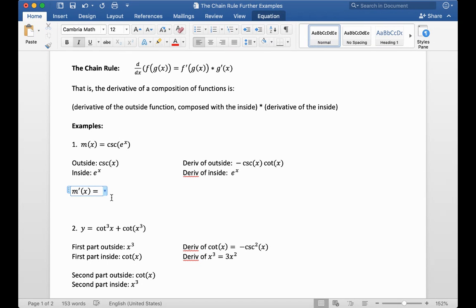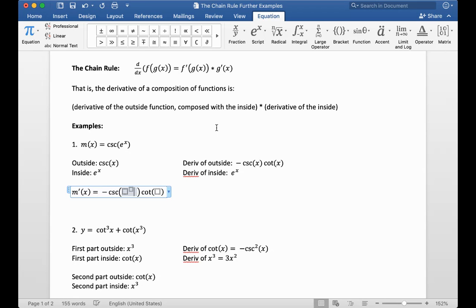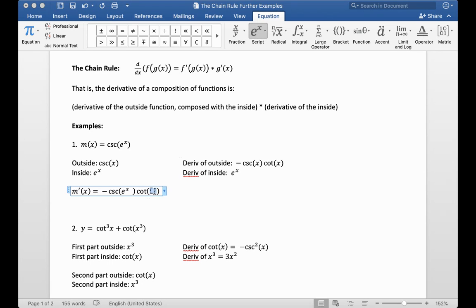So the derivative in this case, according to the chain rule, is going to be the derivative of the outside function. So it's going to be minus cosecant cotangent. And I'm going to leave the inside function alone. And what we do is we put the inside function in here. So it's going to be minus cosecant, and then I'm going to insert e to the x here, and I do the same here.